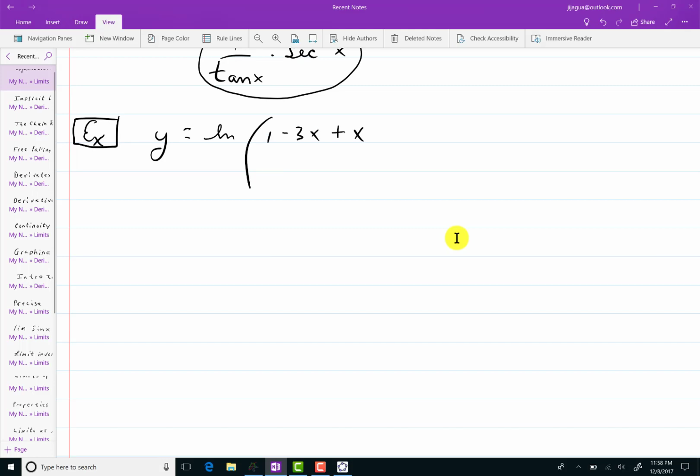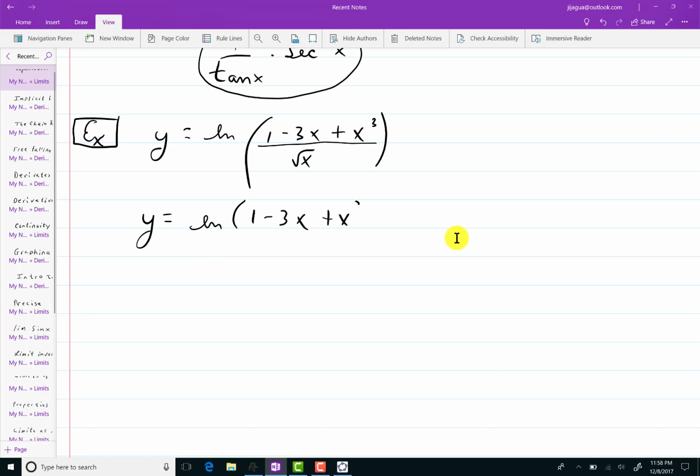Here I'm going to do something more complicated. y equals the natural log of 1 minus 3x plus x cubed, all of that over the square root of x. Now this is the cool thing about logarithms, and the fact that the derivative of the logarithm of x is the same as the derivative of the logarithm of the absolute value of x. That means that I can ignore a lot of domain problems, at least so long as I'm taking the derivative.